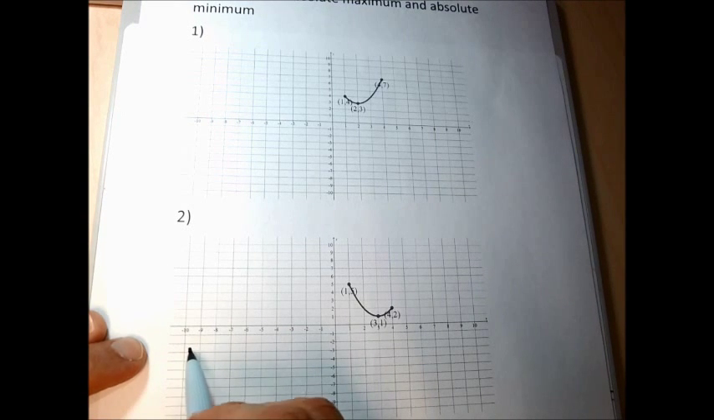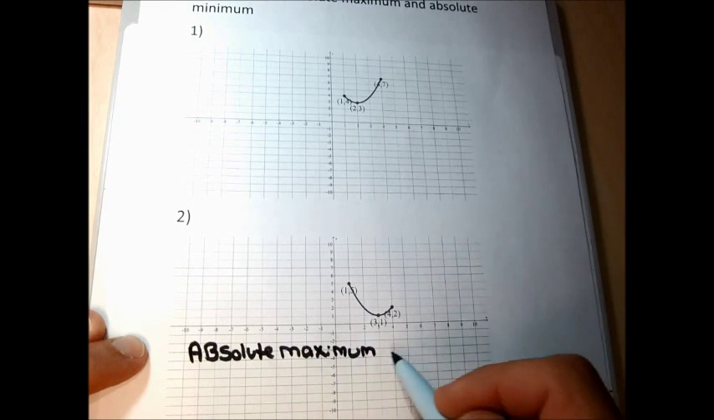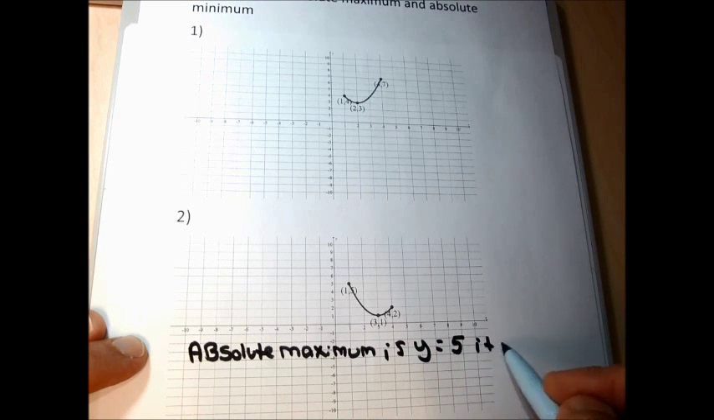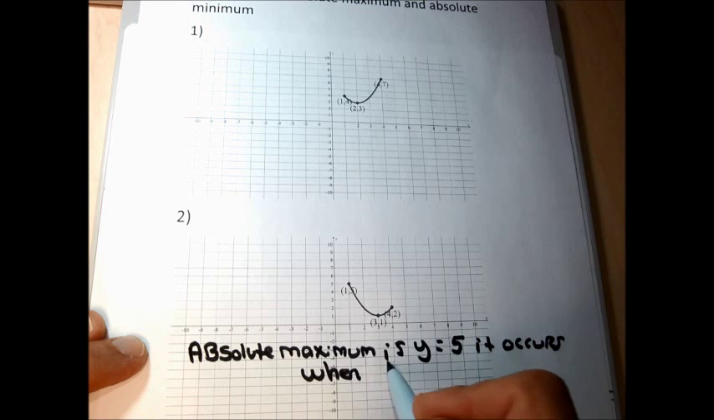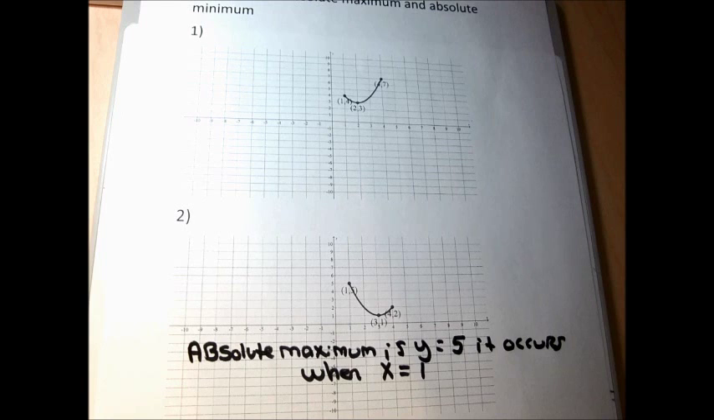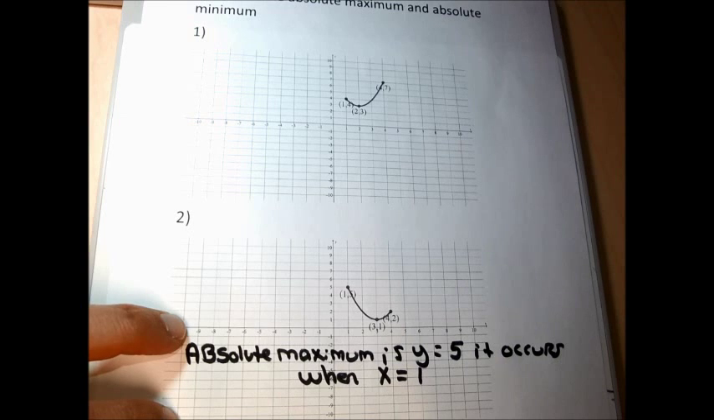So in number 2, I might say the absolute maximum, and I like writing y equals, is y equal 5, and it occurs when x equal to 1. Every now and then I'll get lazy and say the point is the absolute maximum, meaning the largest y value of this function in this window is 5, and it occurs at x equal to 1.